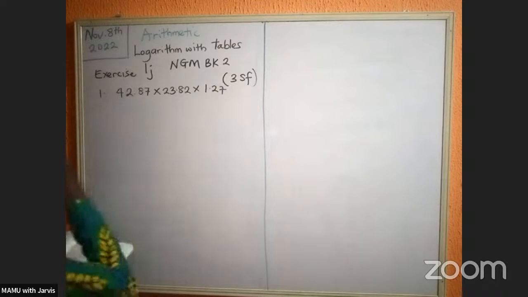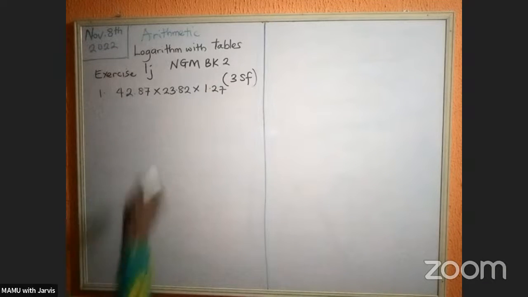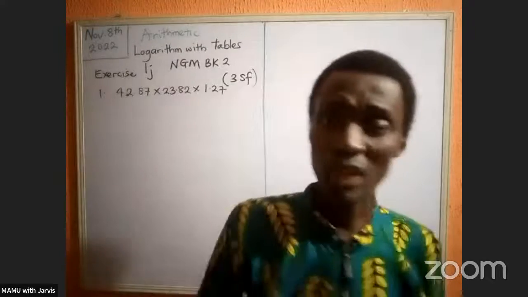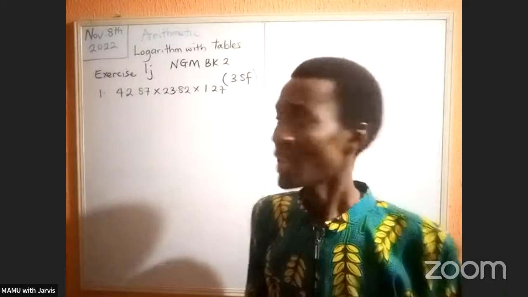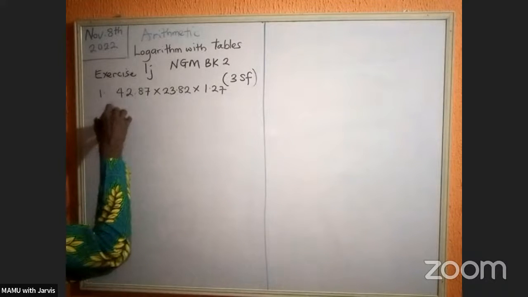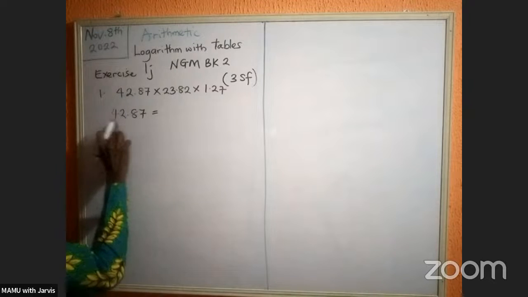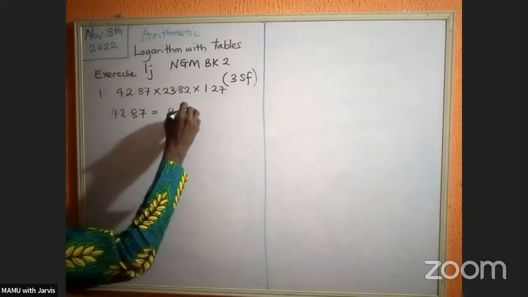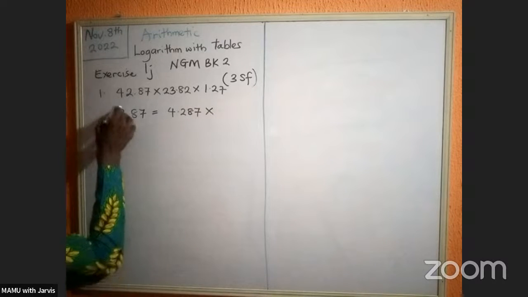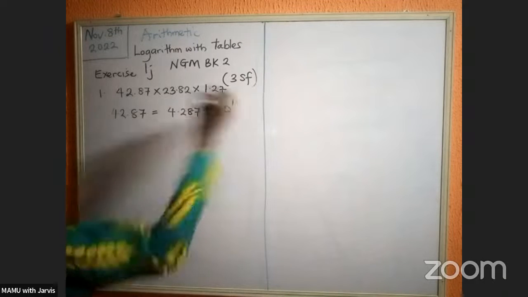It's important that you're able to write these numbers in standard form. In standard form, 42.87 will be equal to, we express it as a unit decimal times 10 to a power. How many movements have I made to obtain this? 1. Did I move backwards or forward? Backwards, so it will be 10 to the power of 1.